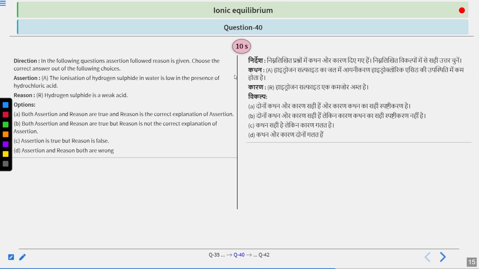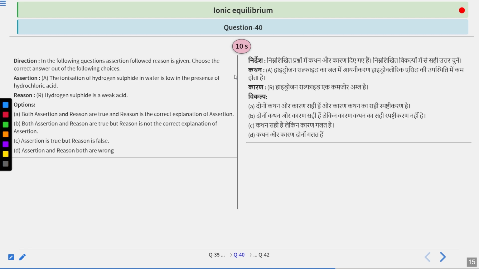Next question. Direction: in the following question, an assertion followed by a reason is given. Choose the correct answer out of the following choices. Assertion: the ionization of hydrogen sulfide in water is slow in the presence of hydrochloric acid. Reason: hydrogen sulfide is a weak acid.